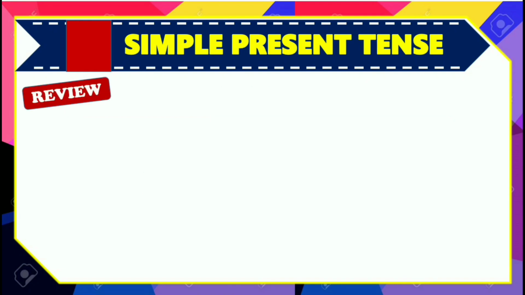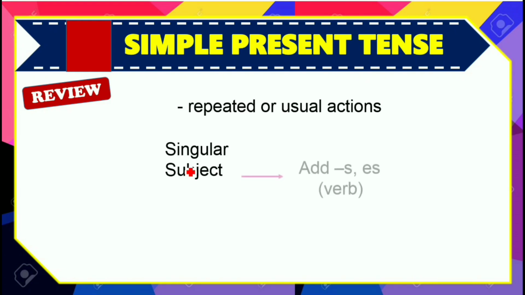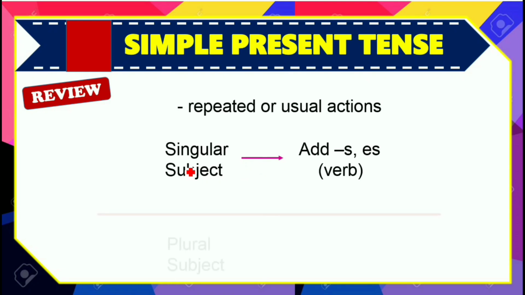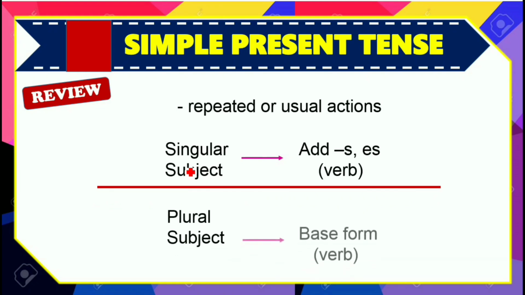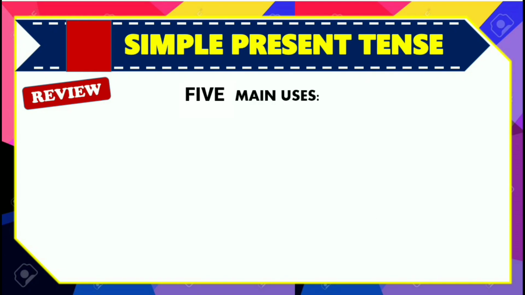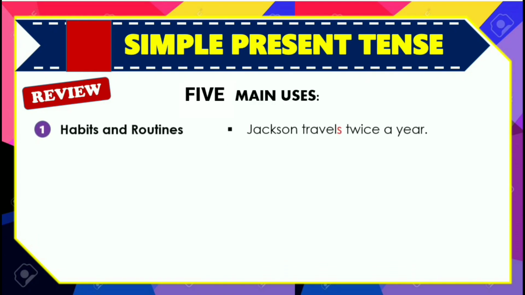Alright, let's have a review. Again, we use simple present tense when we talk about actions that are repeated or that are usual. When you have a singular subject, all you need to do is to add an S or an ES to your verb. If you have a plural subject, you need to use the base form of the verb. We also talked about the main uses of simple present tense. That is to talk about habits or routines. For example, Jackson travels twice a year. So it's his habit to travel twice a year.